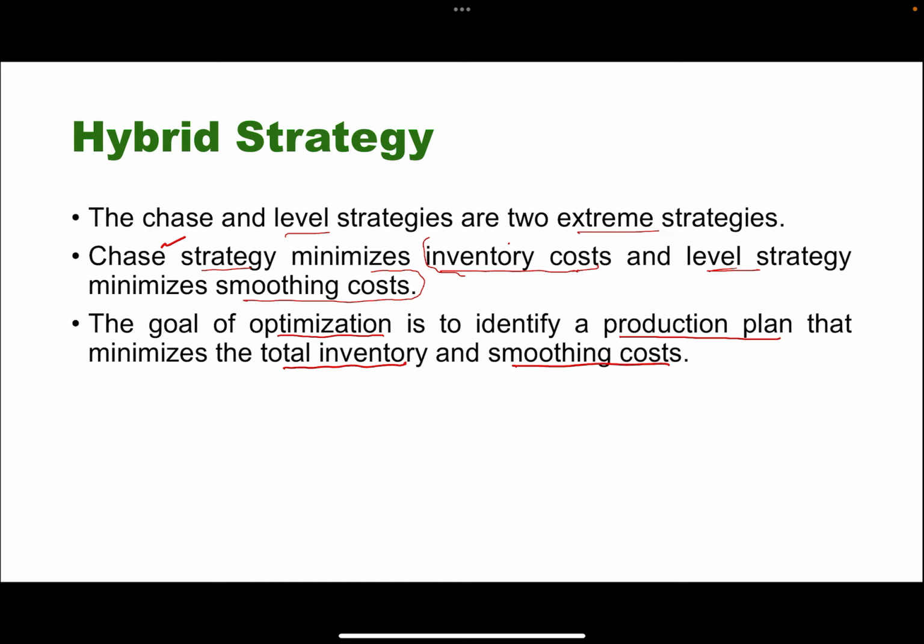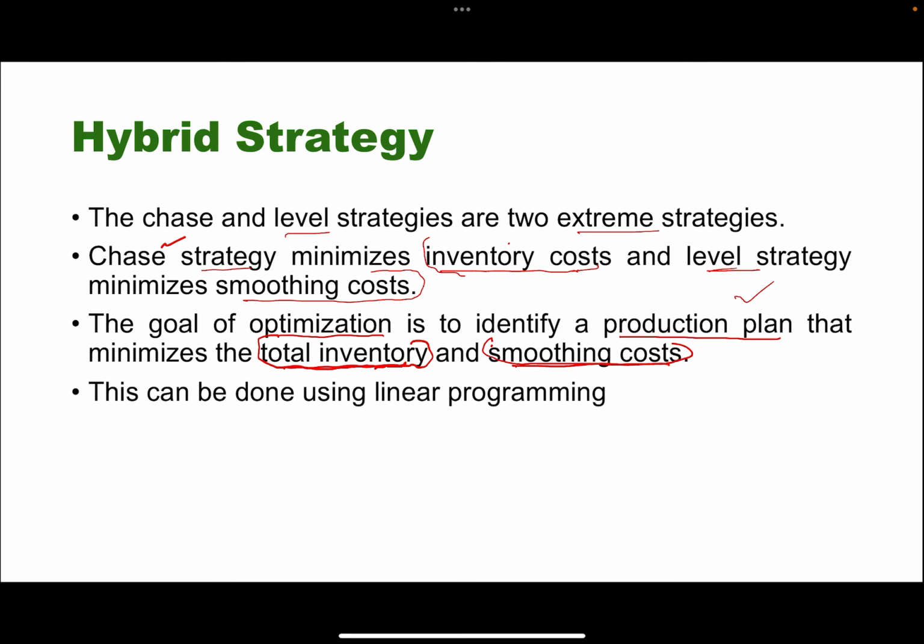The goal of optimization is to identify a production plan that minimizes total inventory and smoothing cost. So we are optimizing the production plan such that it minimizes total inventory. We are not eliminating it, but we are minimizing the total inventory and also the smoothing cost. This can be done using linear programming, a technique in operational research.